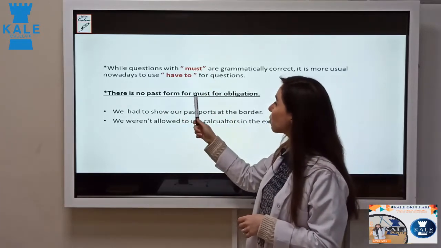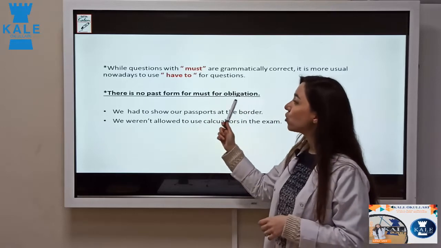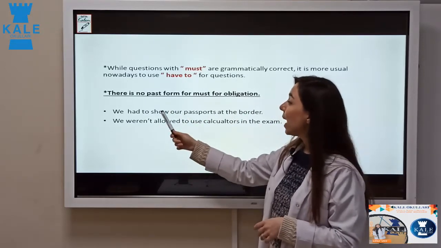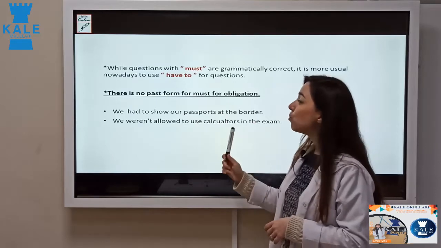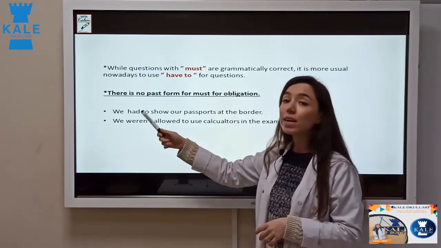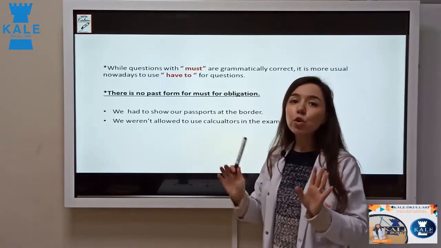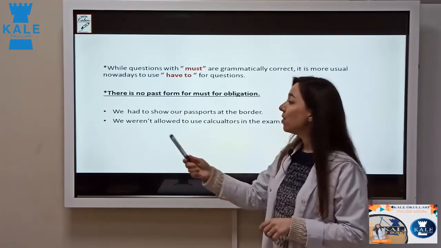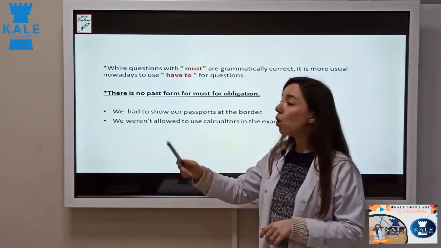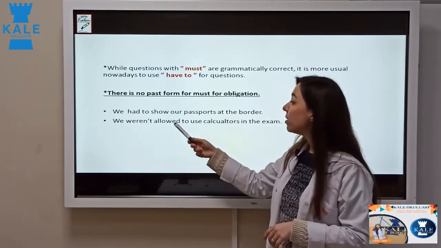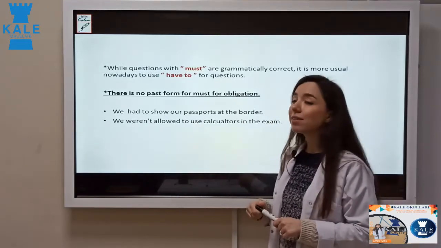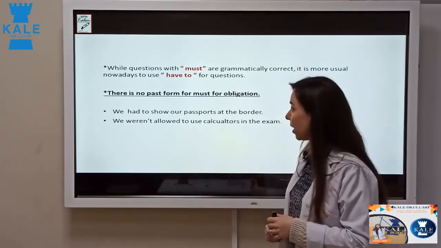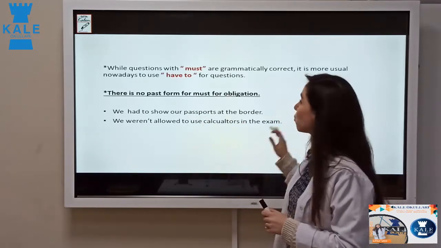There is no past form for must for obligation. So there is no past form. Pay attention to this. We had to show our passports at the border. We cannot write we didn't must. We don't have something like that. Yes, for the past form of must, we have to write had to or hadn't to. We weren't allowed to use calculators in the exam. Not, for example, we didn't must. We weren't allowed. So this is also the past form.